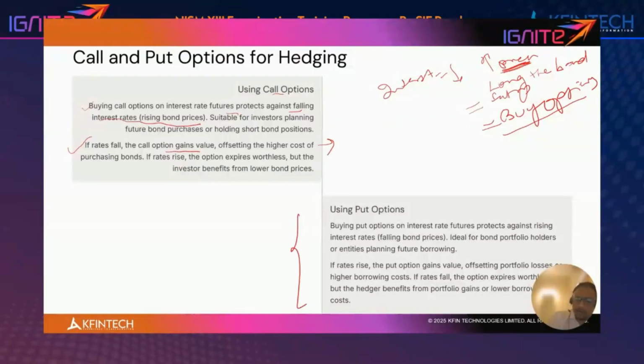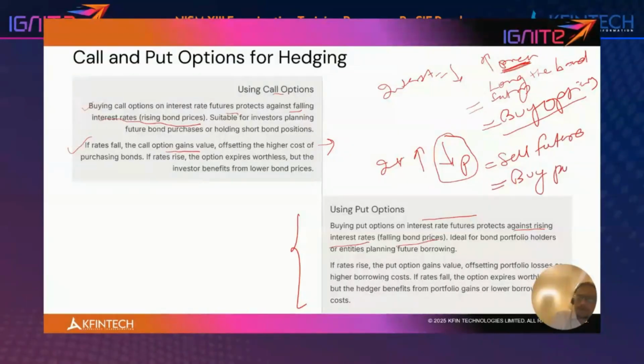Similar for put options. When the interest rate rises, the bond prices fall. If you know that something is going to fall, what will you do? You will sell the futures or you will buy a put option, because in both the scenarios, you will benefit when the prices go down. So this is what is mentioned. When the prices are expected to go up, buy a call option. When the prices are expected to go down, buy a put option.